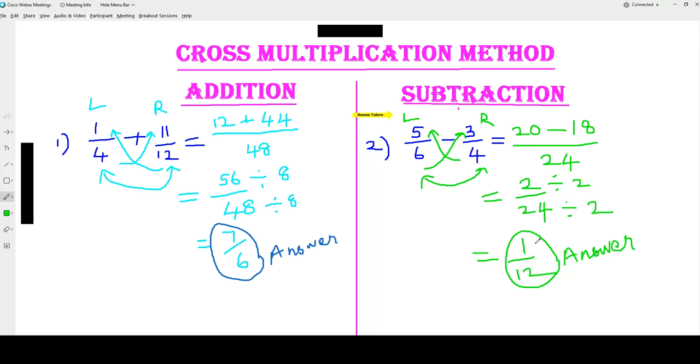So, I hope you understand how to use the cross multiplication method to add or subtract two fractions with different denominators. There is another method, finding the LCM, but this method is much easier. I hope you understood and the video was helpful to you.